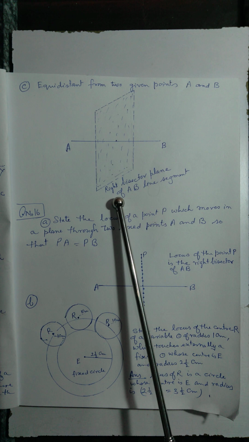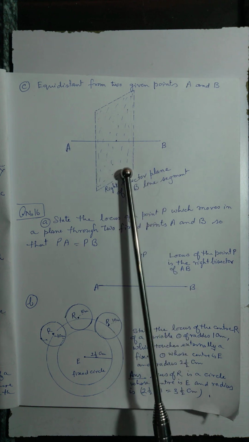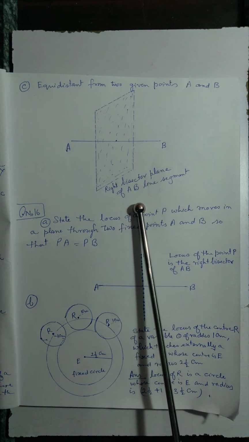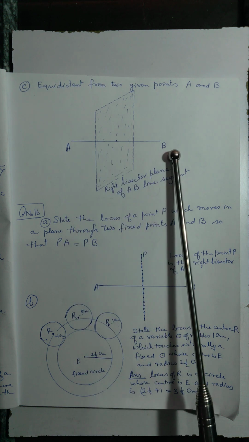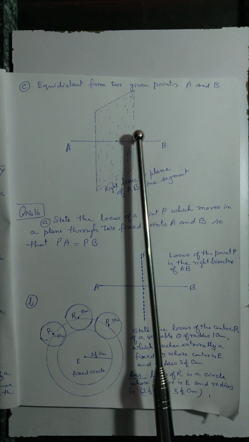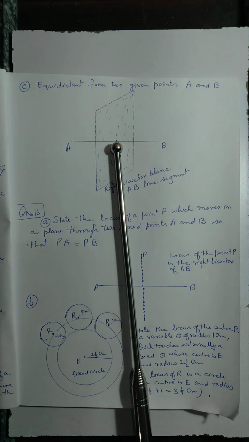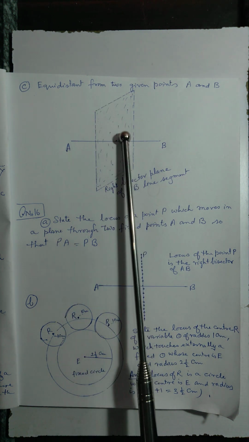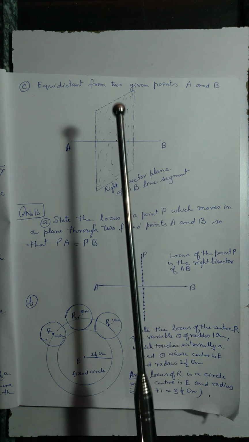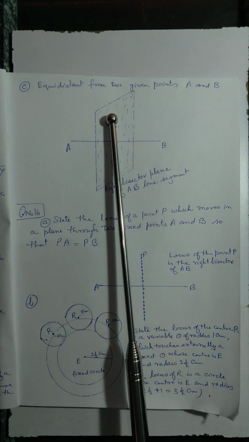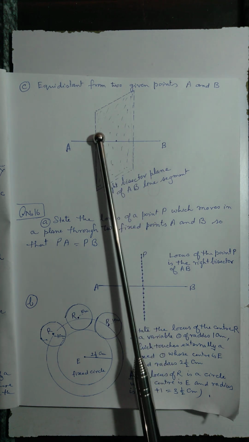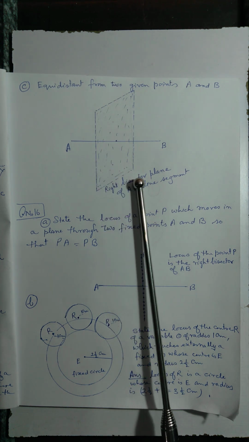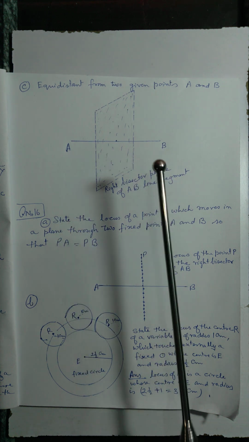So it is the right bisector plane of the line segment AB. This is the AB line segment. So any plane which is cutting the AB segment perpendicularly, and the points contained by this plane will be equidistant from A and B.